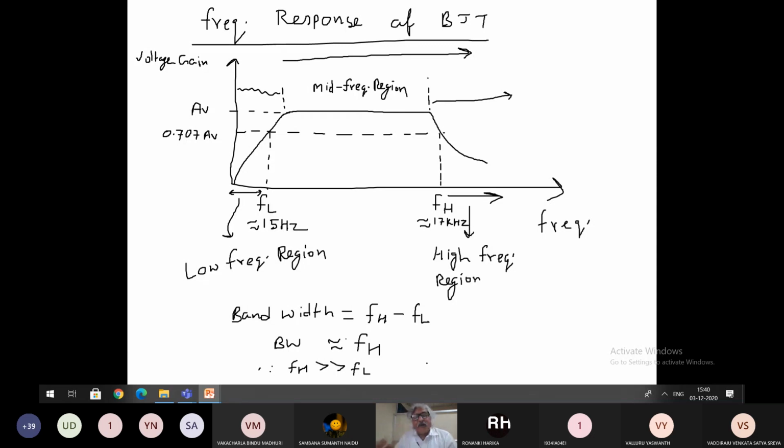Now we will see, whatever coupling capacitor and bypass capacitor we are having, those capacitors are responsible for this drop, right? So whatever voltage drop you are seeing here in this red color I am showing, it is due to the coupling and bypass capacitor. So now the question is, in the high frequency region, here also we find there is a drop in the voltage gain. So which is responsible for this drop? That we will see.